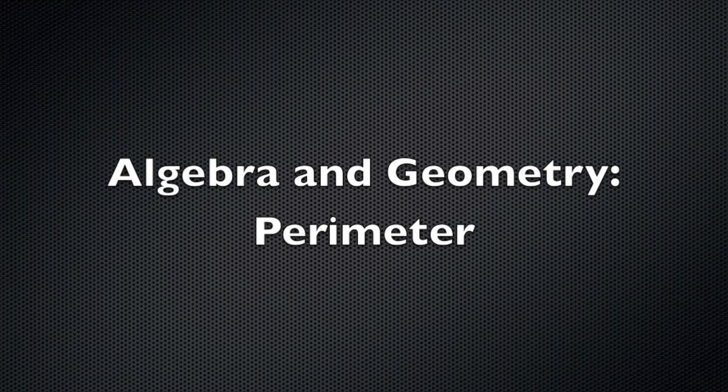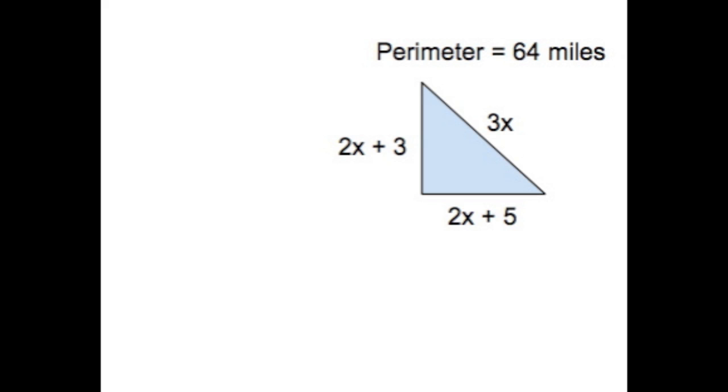This video tutorial will take another look at algebra and geometry's connection when working with perimeter. Provided the perimeter of the triangle, 64 miles, we can write an equation to determine x and then figure out each side length. Perimeter can be found by adding up all of the sides.